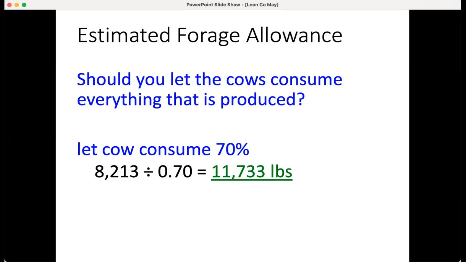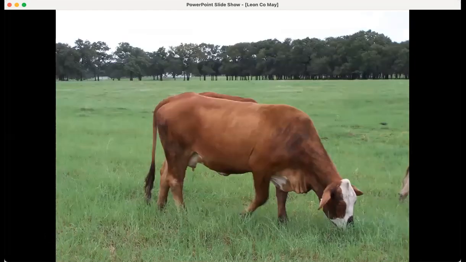So you're potentially going to overgraze that forage to the point it doesn't grow back at all. So you're going to have to start feeding hay or supplementation. And you're also going to start to see a lot more weeds pop up in that particular pasture. So if you let her consume 70% of what's growing, and she needs 8,213 pounds of dry matter within a year, then that means you need to produce almost 12,000 pounds of dry matter to support that one animal. So it's a lot of forage that we're having to grow to support those animals.